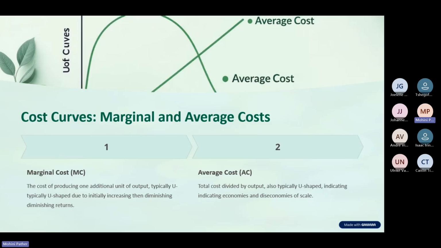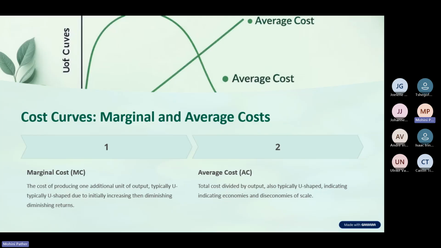Okay, so just a little bit of revision. We do cover this briefly in Learning Unit 7, but just to restate it here, when we look at the cost curves, we're concerned with marginal and average costs. Marginal costs are always the cost of producing one additional unit. Marginal means one additional unit.